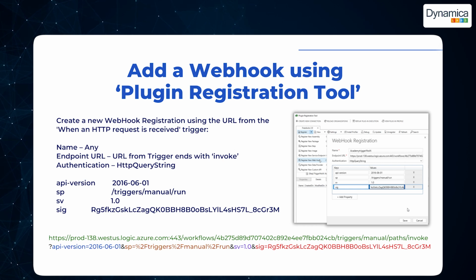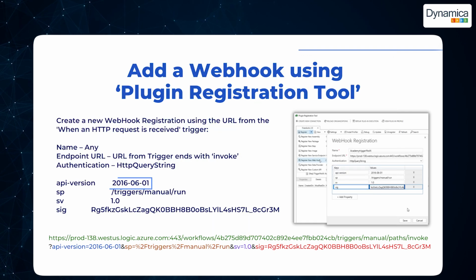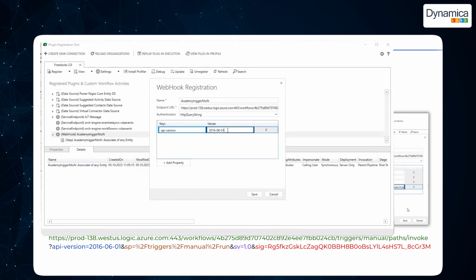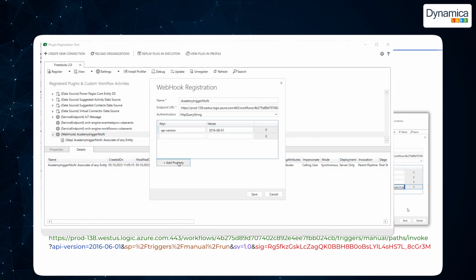In the webhook registration, click Add Property and copy the value of the API version. It is 2016-06-01. We wrote these down in advance to save time, as global transfer, being a logistics company, requires precision and speed in its operations. We continue configuring our webhook.